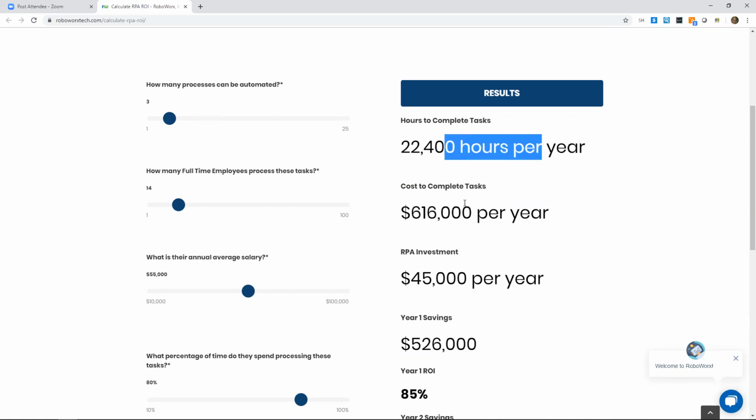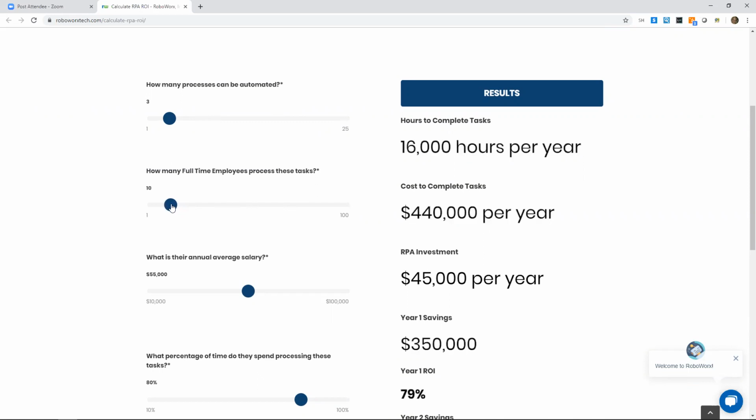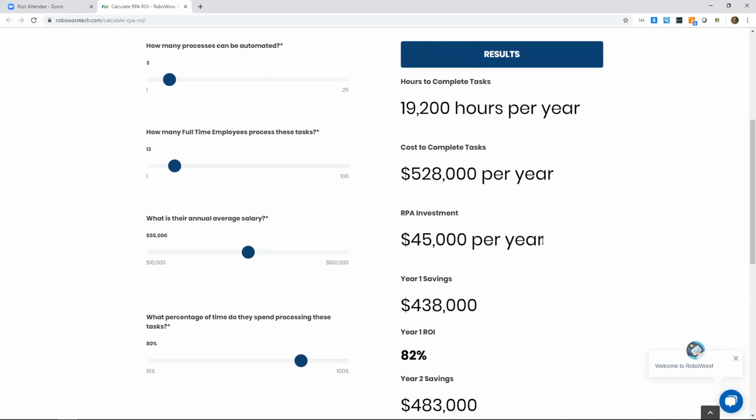That's what you want to know. And then how much is it costing you to pay them to do that, right? So you'll see how it goes down as you have fewer employees. Then you take your investment, and the investment I used in this calculator, again, is very generic.